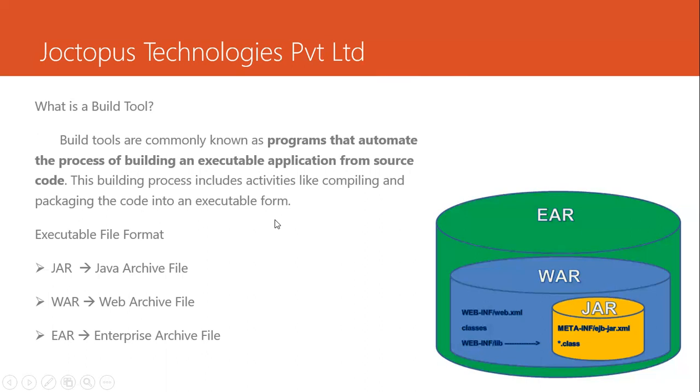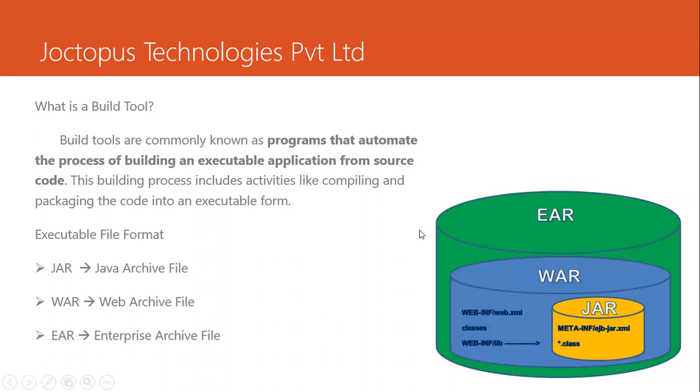For example, let's assume I want to compile and run my program by giving certain kinds of inputs. Once the program gets executed successfully, the program generates certain kinds of output, right? In the same fashion, whenever you compile your source code by making use of build tools, the build tools will generate certain kinds of output. Those outputs are called executable forms or executable files. These executable files can be in JAR format, WAR format, or EAR format.